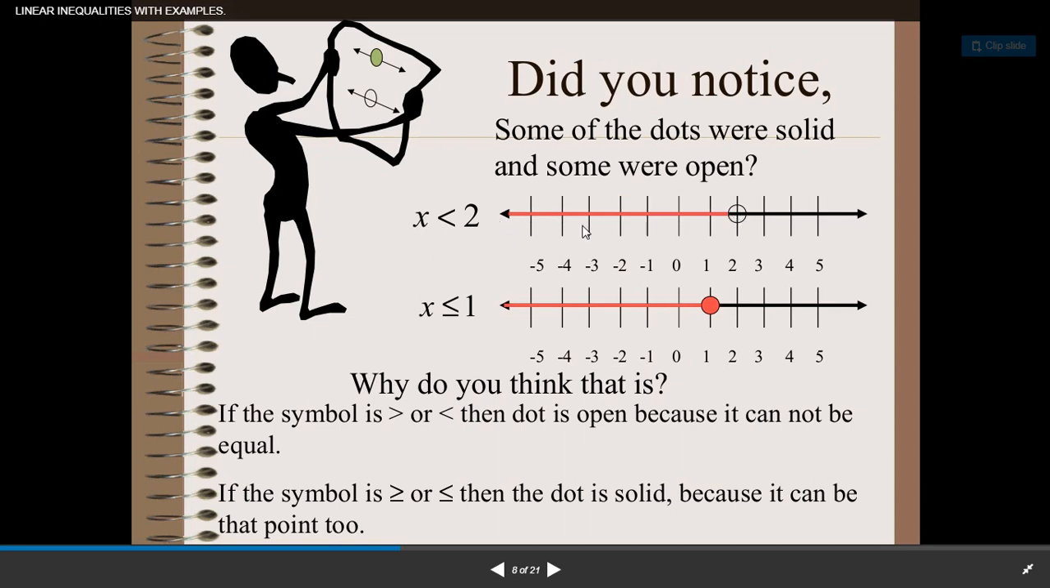Hence, the inequality represented by this number line is x less than 2, with the value 2 not included, and here it is all the values of x which are less than or equal to minus 1. So that's the less than or equal to 1, and all this range of values with 1 also being included in the set.